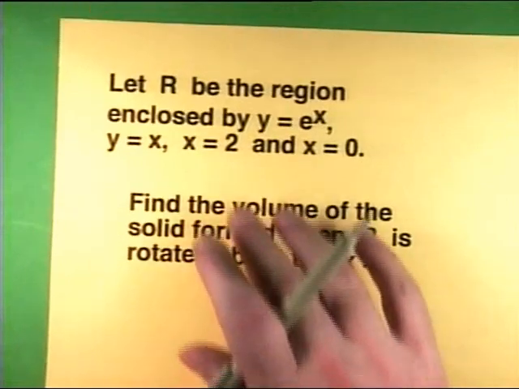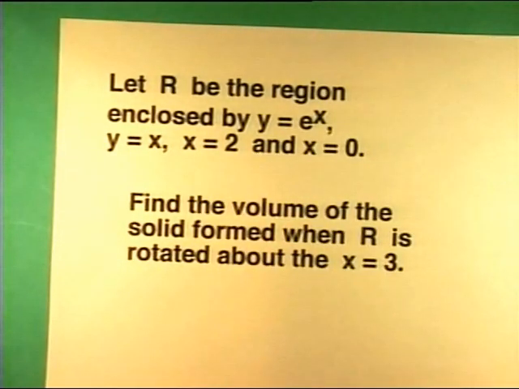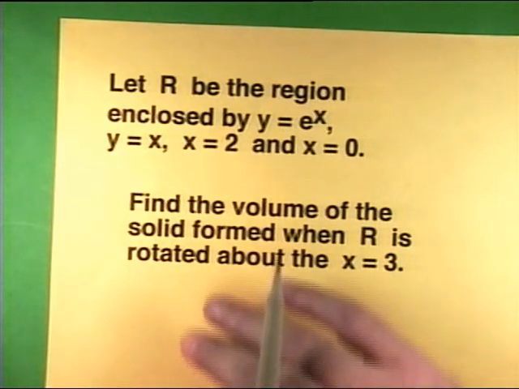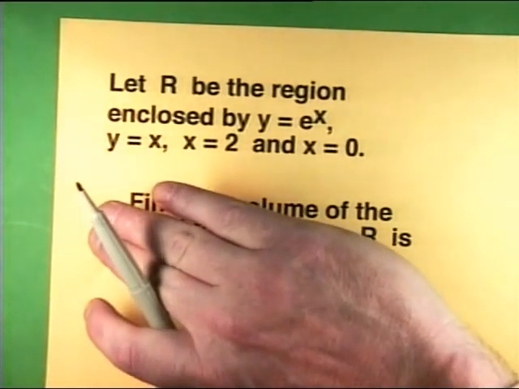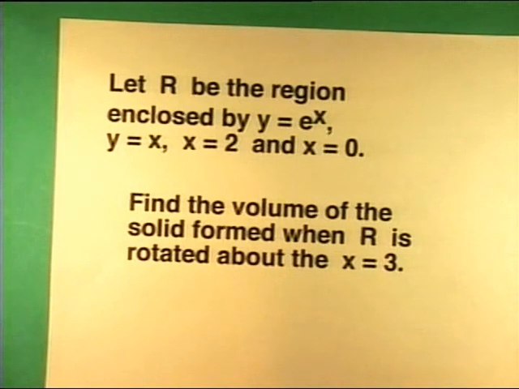Hey, I don't want you to find the volume. I just want you to find the area of this region: y equals e to the x, y equals x, and x equals 2 and x equals 0. Find the area of that region. Okay, hold on. y equals e to the x.